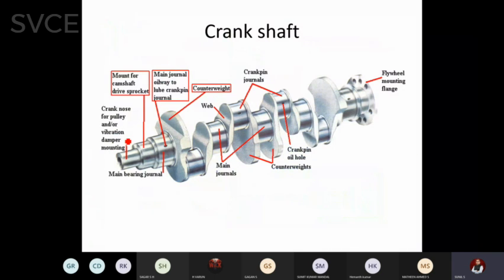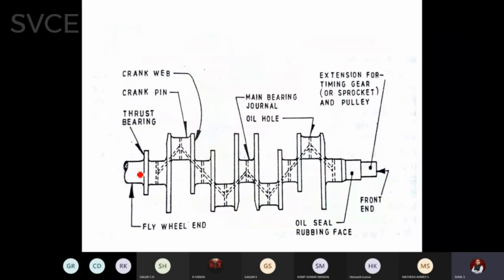This is the actual pictorial view of a crankshaft. You can take down a rough sketch. So this is the flywheel end. One end of the crankshaft has a flywheel. The function of the flywheel is to smoothen the rotation. It will store the energy whenever it is in excess. So these are the bearings. Here we will connect the shafts.